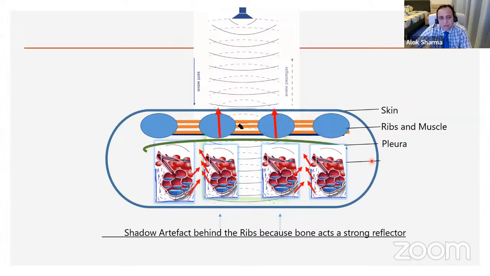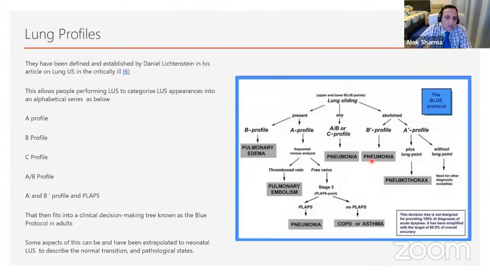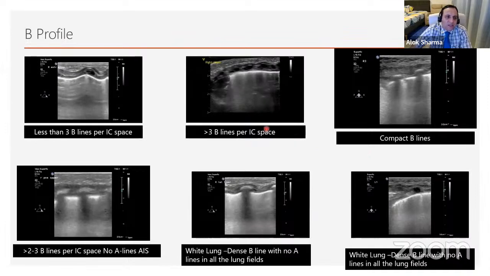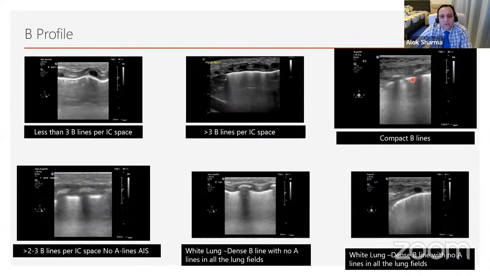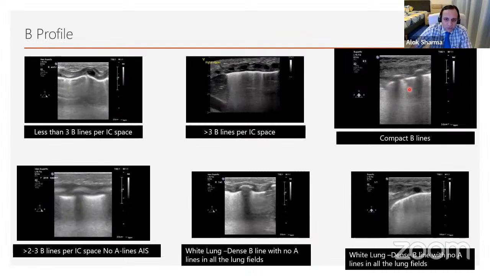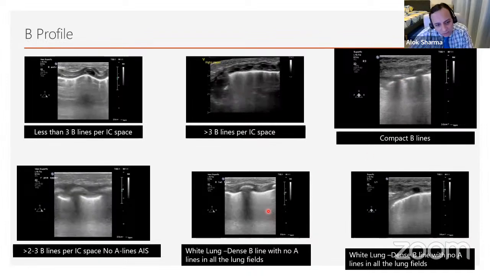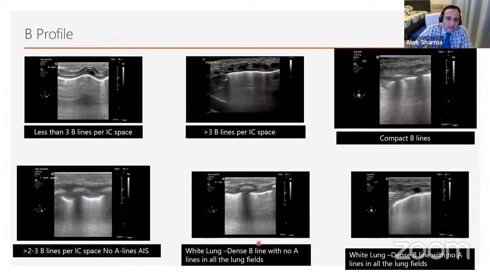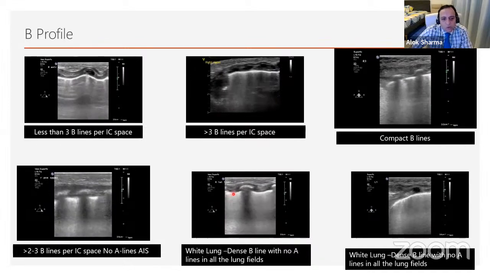So a classical example that I'll give you by showing you the image here is that you've got this area here where you've got a compact B line that's merged, but you still have areas in between with the rib shadows that actually show that the B lines are separated. Now, classically, if you get these entire areas which are coalesced together, then this is classically what we call a white lung appearance.